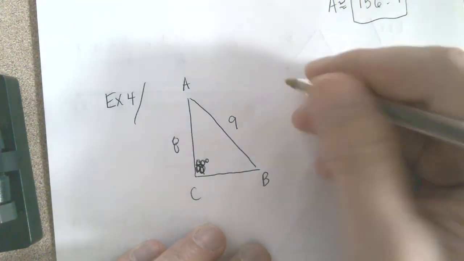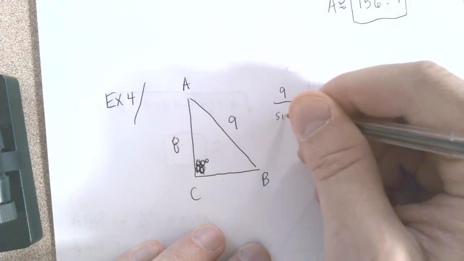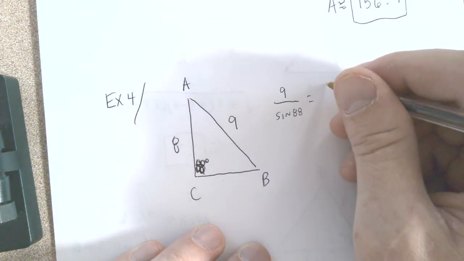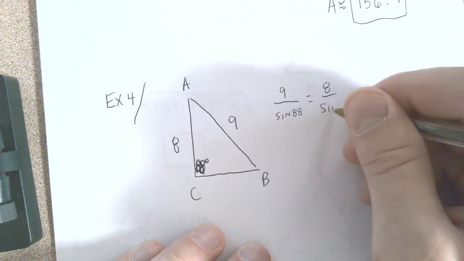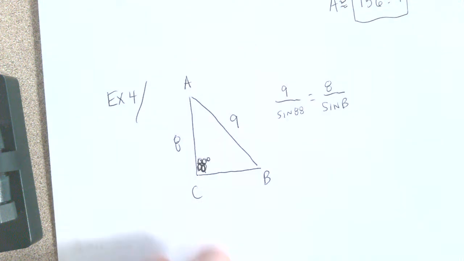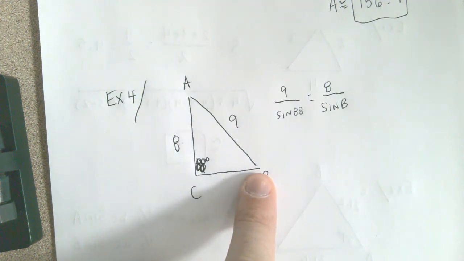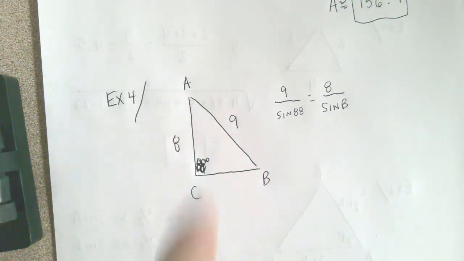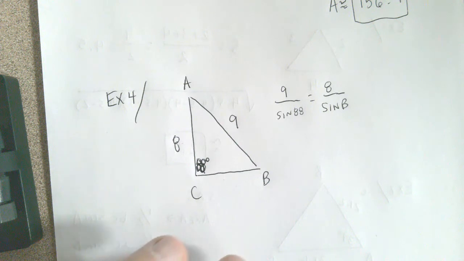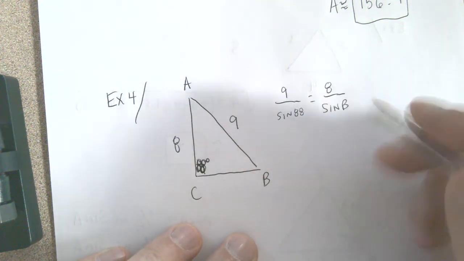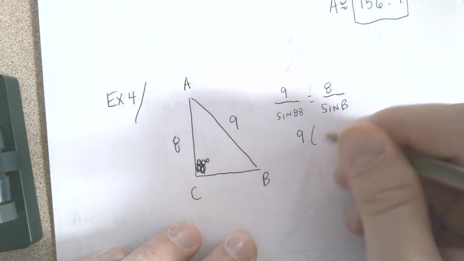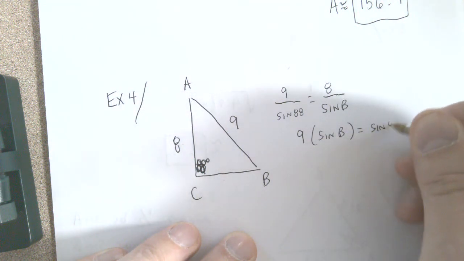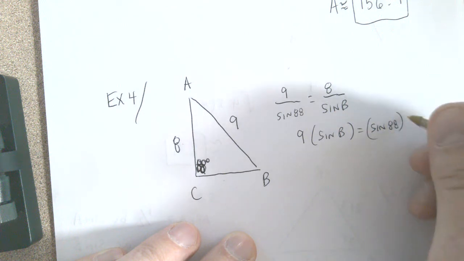We've got 9 over the sine of 88 equal to 8 over the sine of B. So we can find angle B. Then once we find angle B, that allows us to find angle A. So 9 times the sine of B is equal to the sine of 88 times 8.